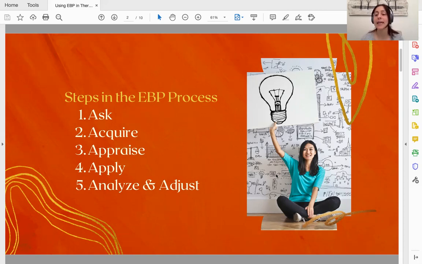Next is apply, and this is where you're actually implementing the best choice. And you can think of this almost as treatment planning, right? So figuring out, now that you know what the goals are, how are you going to approach accomplishing or meeting those goals? Next is analyze and adjust.